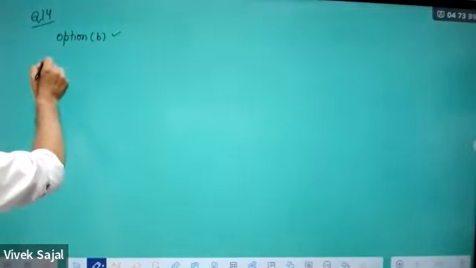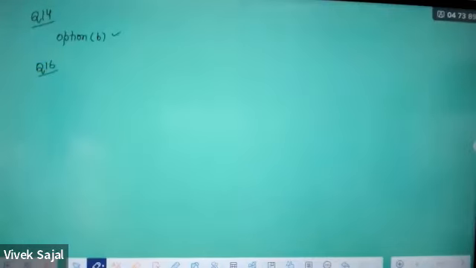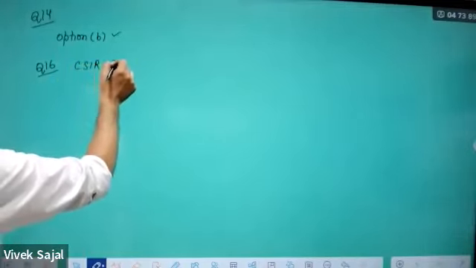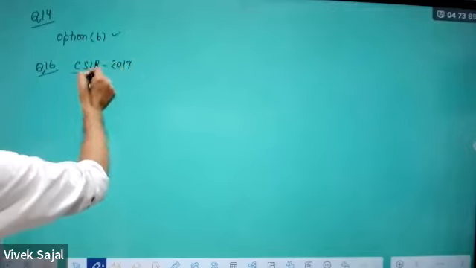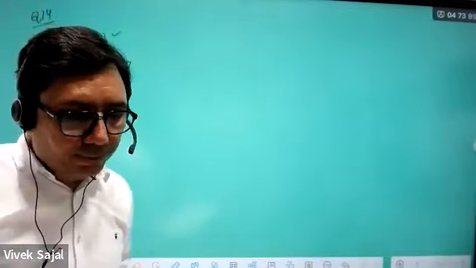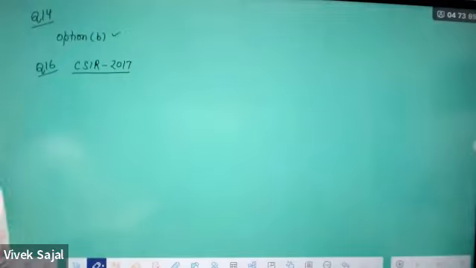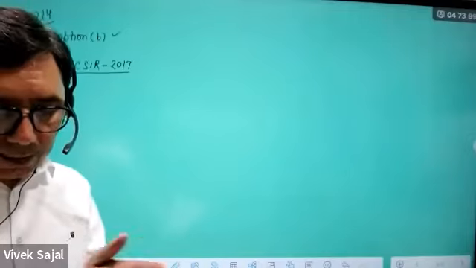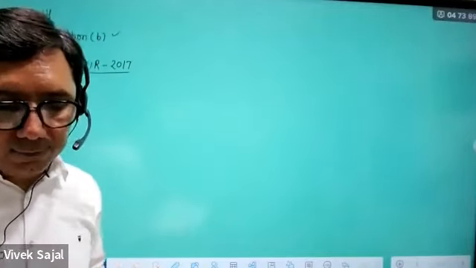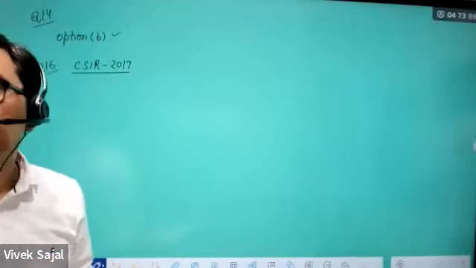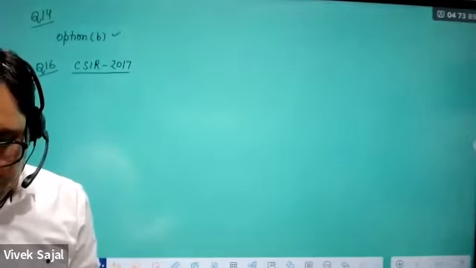Now solve question number 16. This was asked in CSIR 2017. Solve this question. Here the glass slab is moving in the direction of the light. A little bit of change is there from the earlier one. Solve this question.